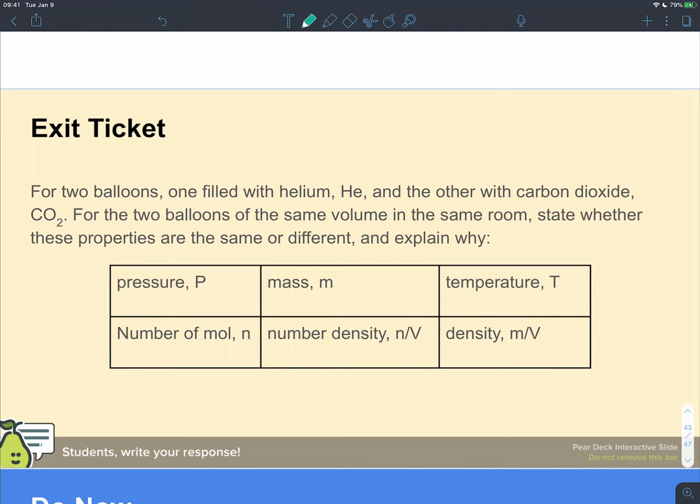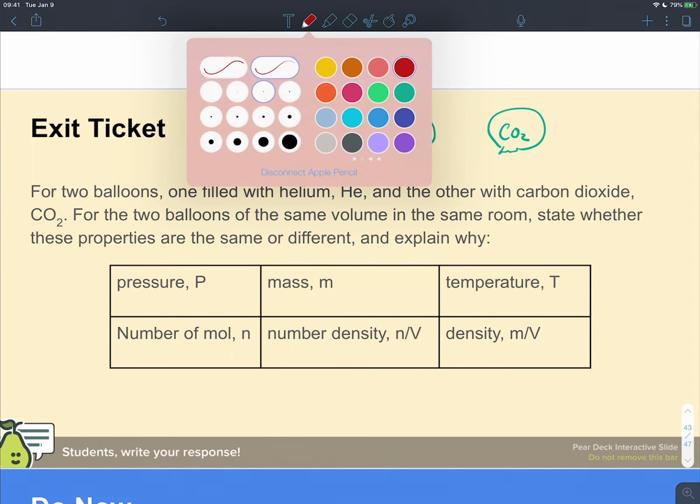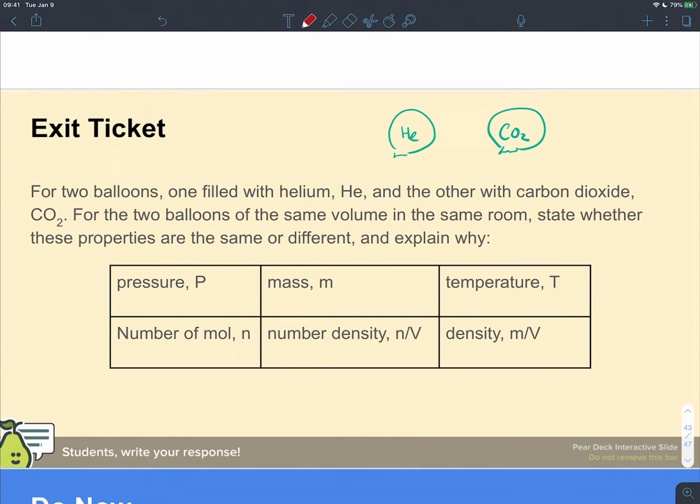Last slide, exit ticket. So imagine you have 2 balloons, one filled with helium, and another filled with CO2. They're the same volume, in the same room, so what's similar, what's different? Again, pause, make sure you try it on your own first. Alright, so they're in the same room, so temperature is probably the same. There's no reason that temperature from here to here would be that different. So let's say that they're the same. They're in the same conditions after all. And they also have the same volume, is that right? Because it's given in the problem that the volume's the same.